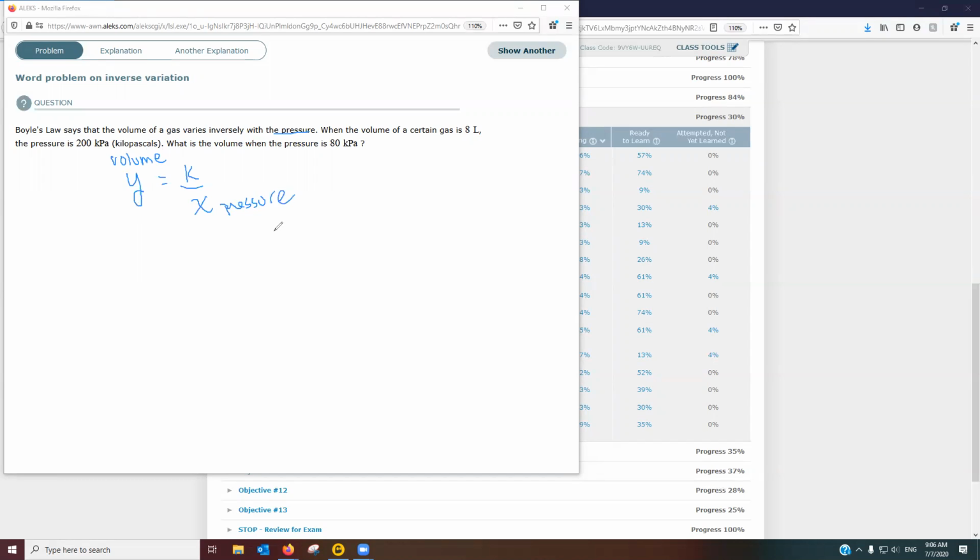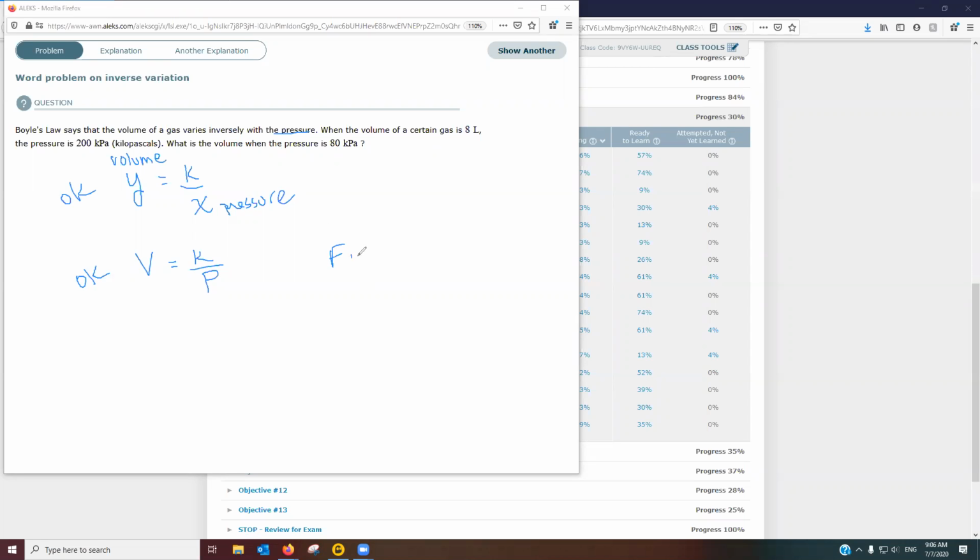Now, instead of writing it as y equals k over x, we could write it as v equals k over p in order to make the letters a little more meaningful to this example. Either way is okay. Totally up to you.